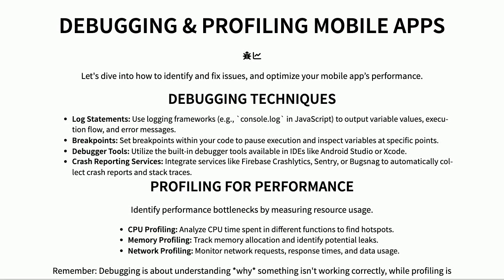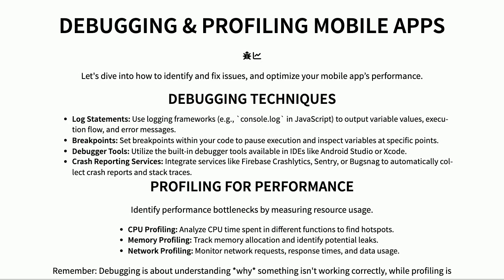Okay, so let's talk about making sure our mobile apps run smoothly and without hiccups. First up, debugging. That's all about figuring out why something isn't working the way it should. We use things like logging statements to see what's happening inside the code, breakpoints to pause execution and check values, and debugger tools within our development environments. And don't forget crash reporting services. They automatically collect information when your app crashes, making it much easier to fix problems.